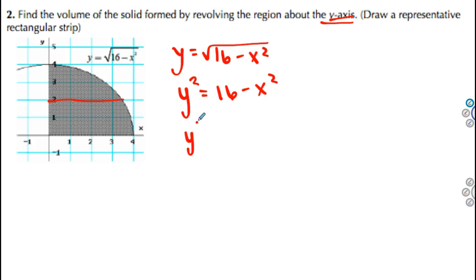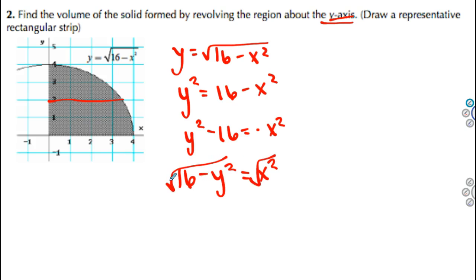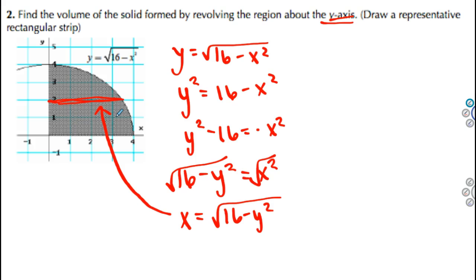Then y squared minus 16 is equal to negative x squared. If I divide by my negative, I'd get 16 minus y squared is equal to x squared. And then I would need to take the square root. Because we're in quadrant 1, we're talking about the positive. So x is going to equal this positive square root of 16 minus y squared. If we had been in quadrant 2, we could have used the negative. So this radius right here comes from this length right there.